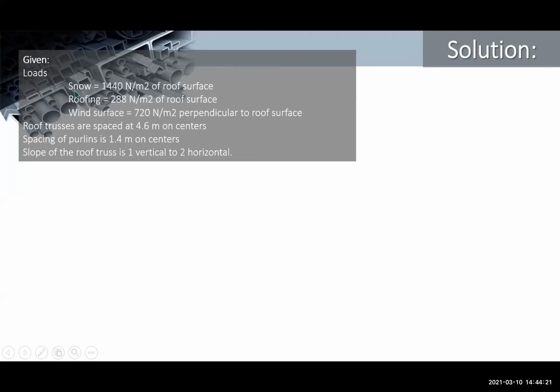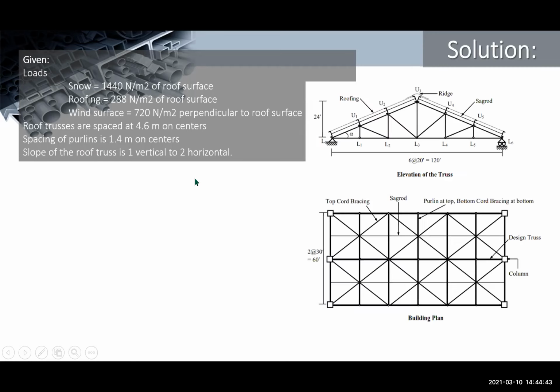So, the snow is a vertical load. The roof is a vertical load. The wind surface is a normal load, or normal to the direction of the purlin. Then the truss spacing is 4.6 meters on center. The spacing of the purlin is 1.4. And then we have the slope, 1/2.